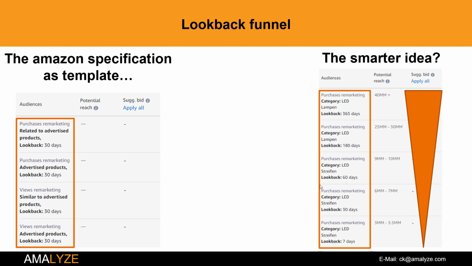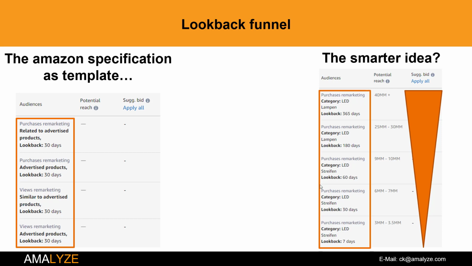Then with that new look-back funnel, the Amazon specification as a template you see on the left is the typical automated setup. You'll see purchase remarketing and views remarketing for advertised and related to and similar to products for the last 30 days. But the problem we all know: batteries or socks, you don't need 30 days to make your buying decision. It's shorter than 1 day. And so the remarketing is not easy. A battery's normal lifetime is a bit longer, and hopefully the socks have a good quality, so they will hold up for half a year or a year.